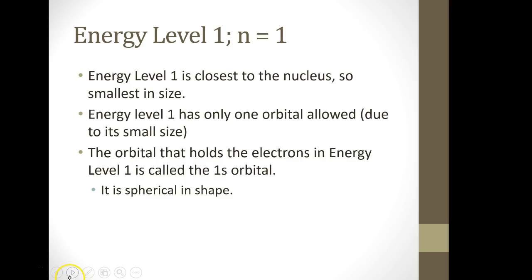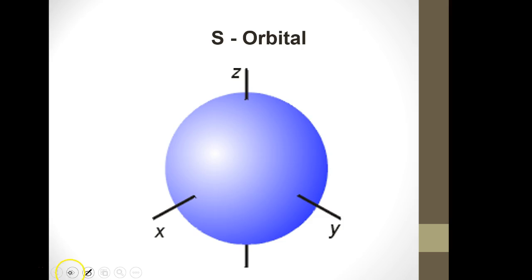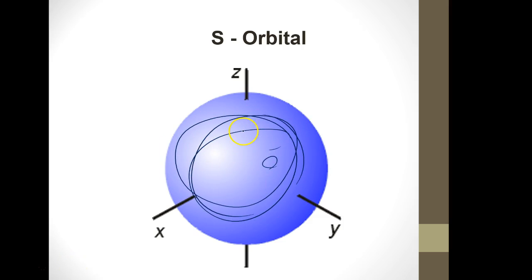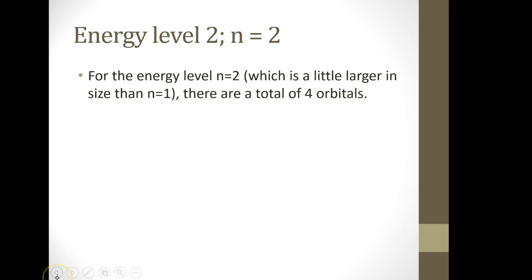The orbital is the 1s, shaped like a sphere. This is what it looks like. So the electron is bouncing around in here somewhere. Okay? Once you get to energy level 2, so this is energy level 2. It's a little bit larger in size than 1. Now we've got a total of 4 orbitals.